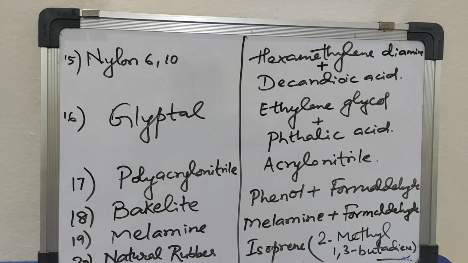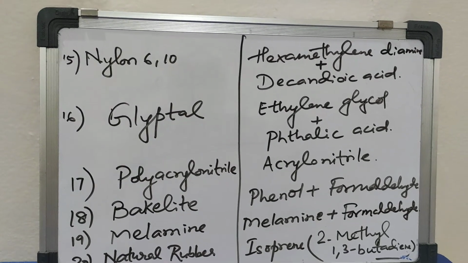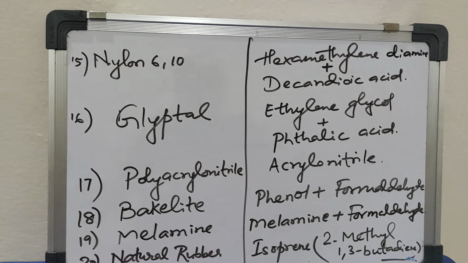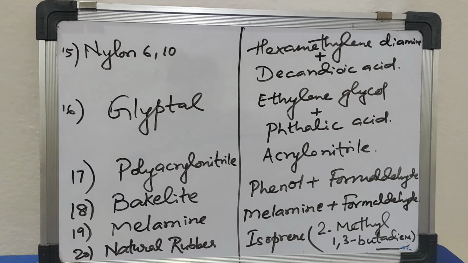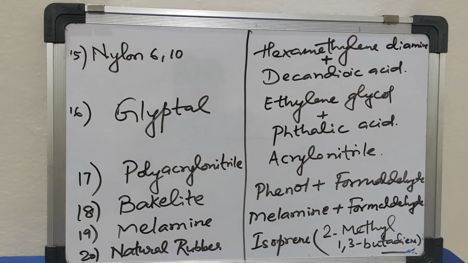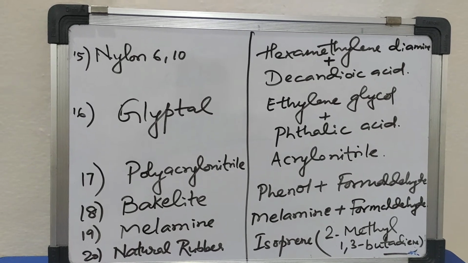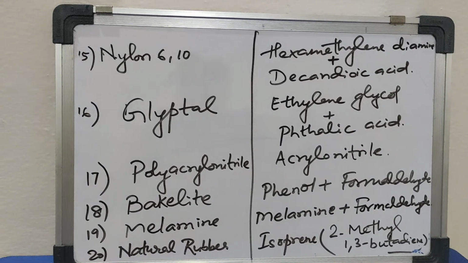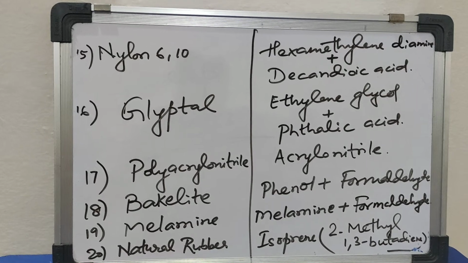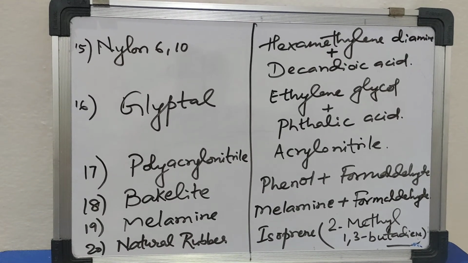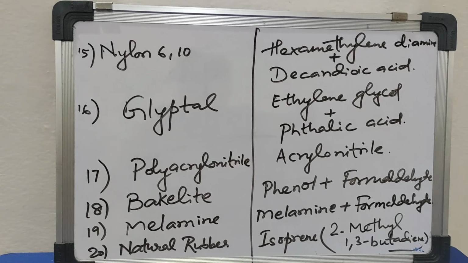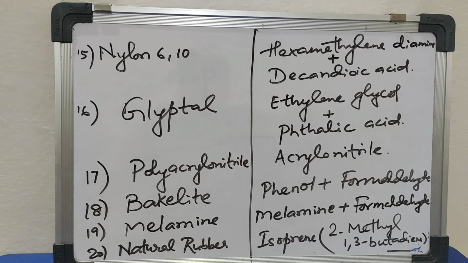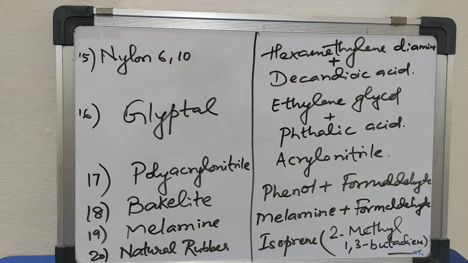The monomer of polyacrylonitrile is acrylonitrile. Acrylonitrile is also called vinyl cyanide. The monomer of bakelite is phenol plus formaldehyde. Bakelite is used in electrical switches, gramophone records, etc. Melamine. The monomers of melamine are melamine plus formaldehyde. It is used in crockery.